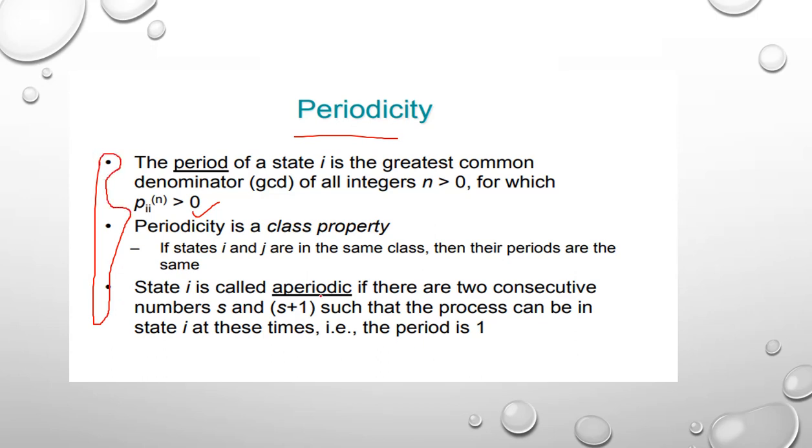State i is called aperiodic if there are two consecutive numbers s and s plus 1 such that the process can be in state i at those times. Now we can see examples. These examples are important. See, first we can make the graph.